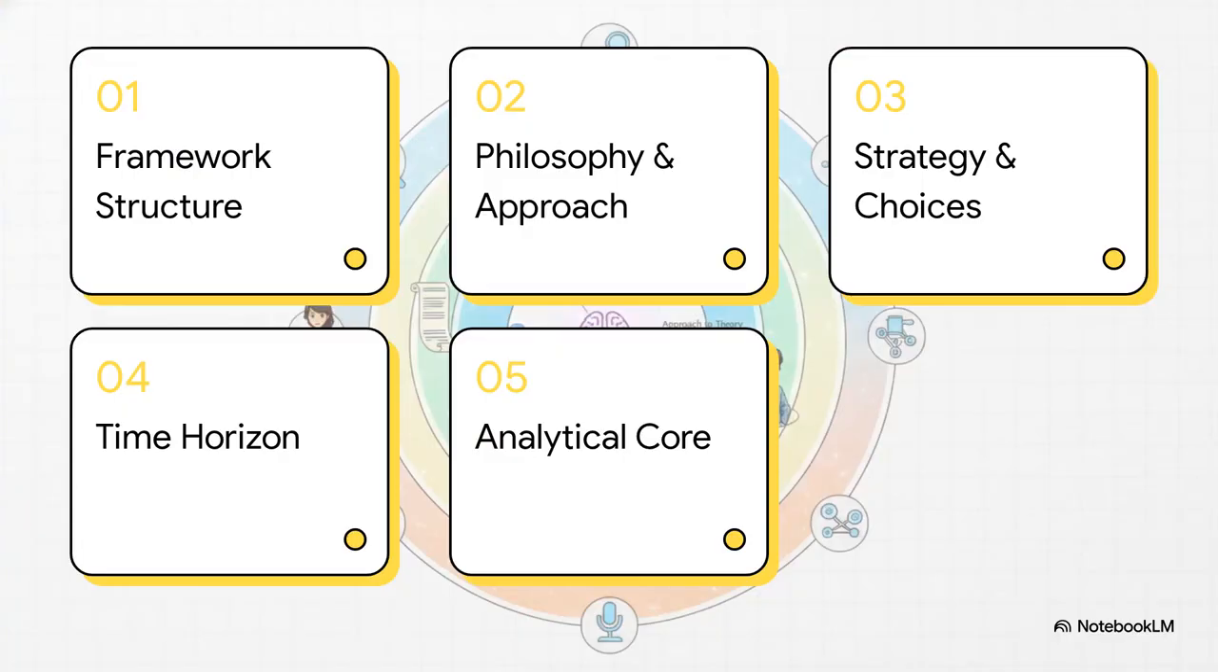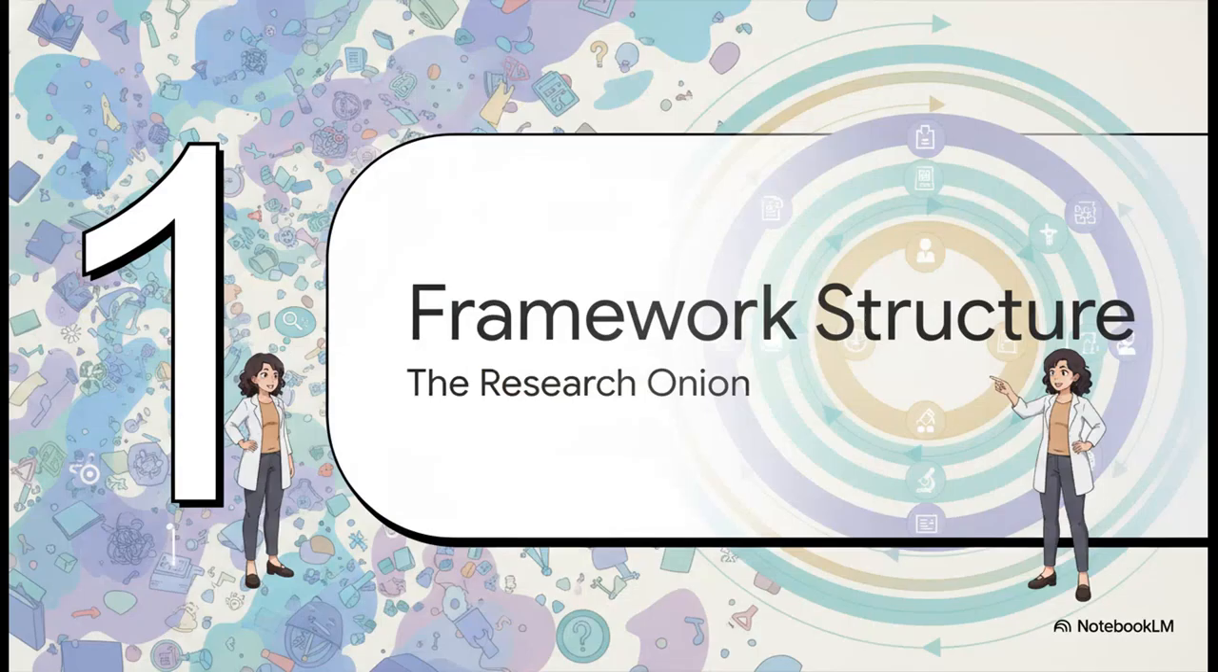Here's our roadmap for today. We'll be introducing the research onion, looking at philosophy and knowledge approach, exploring strategy and data choices, setting the time horizon, and finally, reaching that analytical core. Let's start with part 1, introducing the research onion and its framework structure.